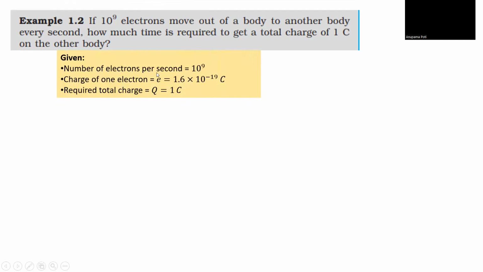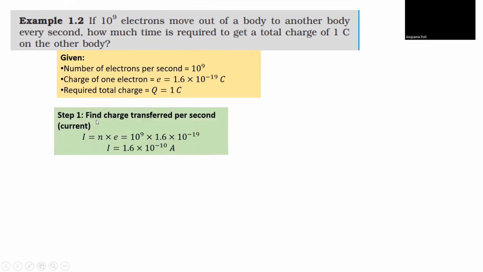Number of electrons per second is given as 10 to the power 9. Charge on each electron is equal to 1.6 into 10 to the power minus 19 coulomb. Required total charge Q equal to 1 coulomb.